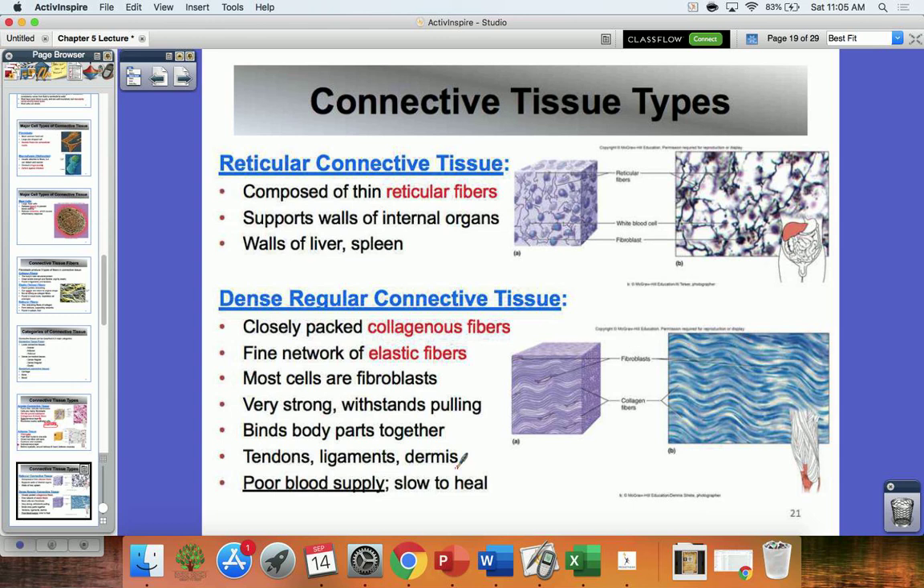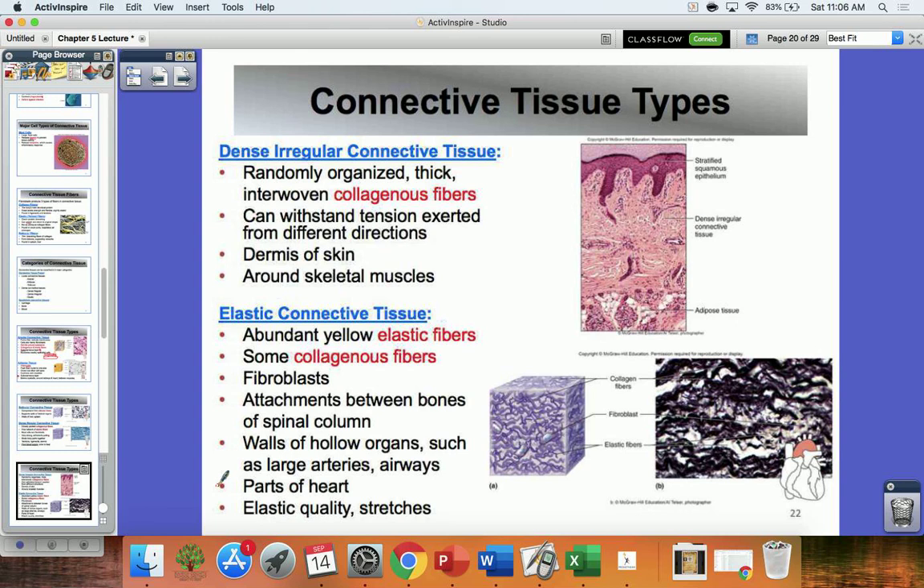Now, what's so interesting about this, though, is that it has a poor blood supply. Remember, we said that the vascularity of connective tissue varies. This one's going to have a poor blood supply, and that's why if a person has like an ACL tear, which is a cruciate ligament within the knee, they're usually out for a long time, hoping it can heal as quickly as it can, but it's not going to heal as quick as some other things would heal. It's definitely not going to heal as fast as epithelial tissue.